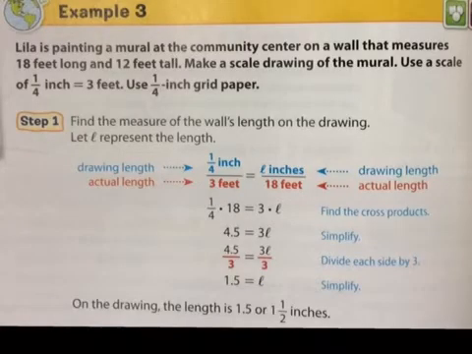Okay, here's an example. Leela is painting a mural. A mural is a large painting on a wall, usually a combination of many drawings and colors and so on. So she's painting the mural at the community center on a wall that measures 18 feet long and 12 feet tall. Make a scale drawing of the mural. Use a scale of 1/4 of an inch equals 3 feet. So every 1/4 of an inch on the drawing is going to equal 3 feet in real life. Use 1/4 of an inch grid paper.